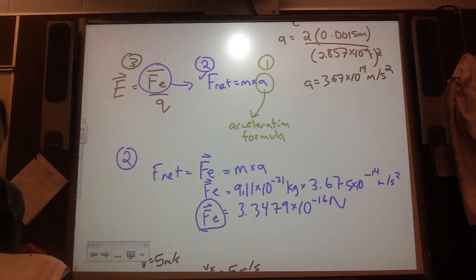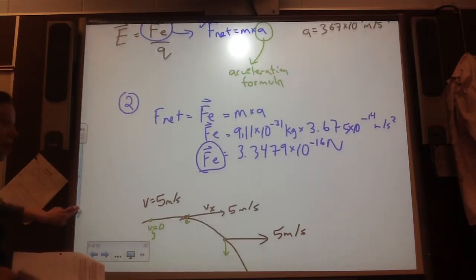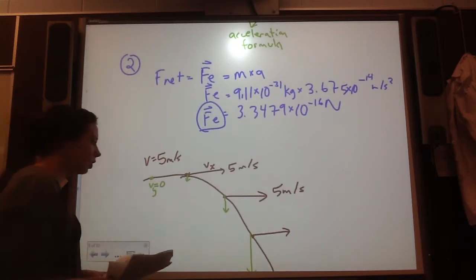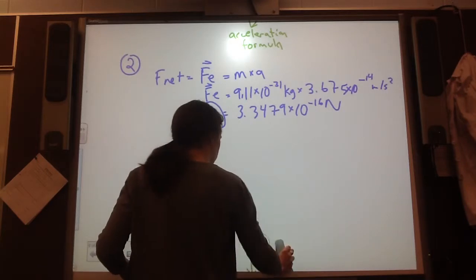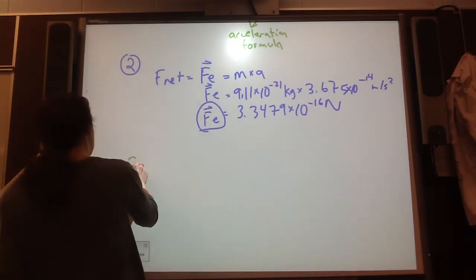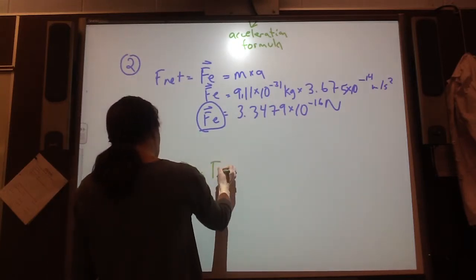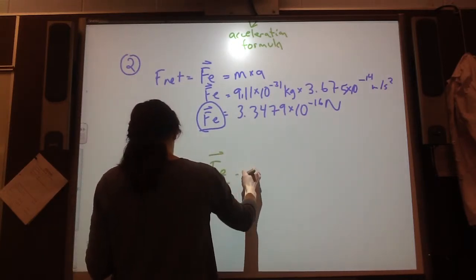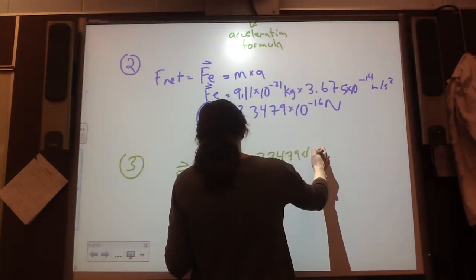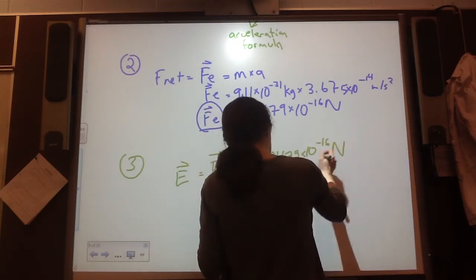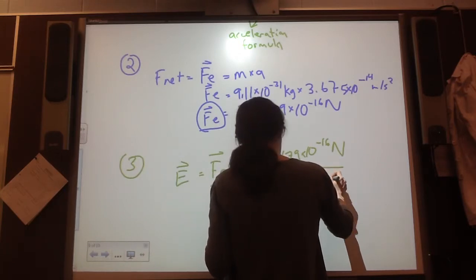But our whole question was to find our electric field strength. So now we take that value and divide it by q, which is the charge of our electron. So step 3, we want to find electric field strength. So that's 3.3479 times 10 to the negative 16 newtons divided by 1.6 times 10 to the negative 19 coulombs.